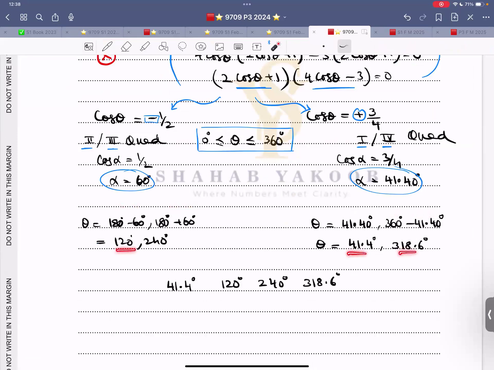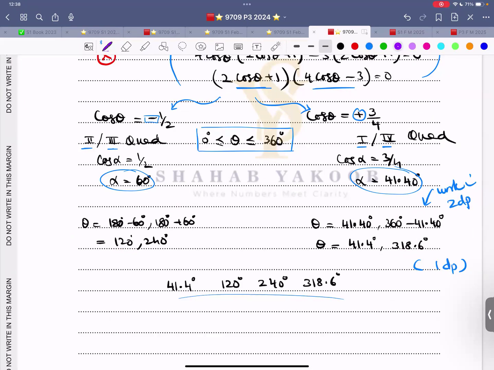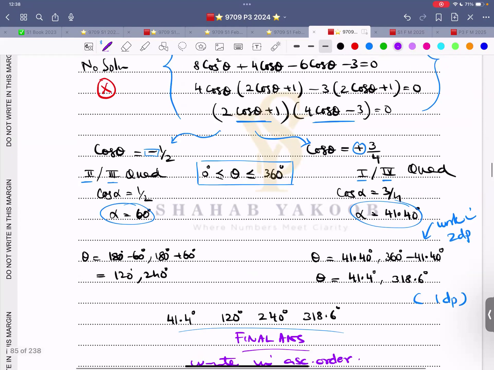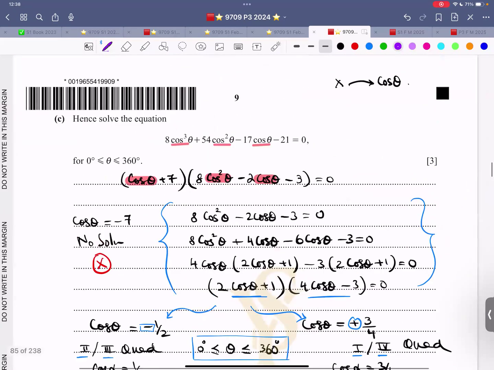Make sure everything is within the specified range and make sure accuracy is all good. So this is 1 dp. This is work in 2 dp at least. And make sure you write the final answer in ascending order. So that is the basic kind of a question that you see in this case.